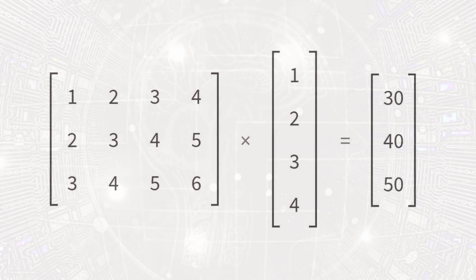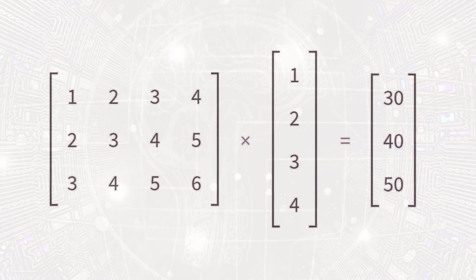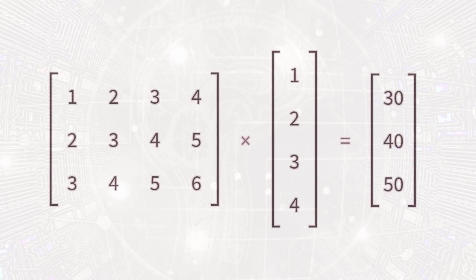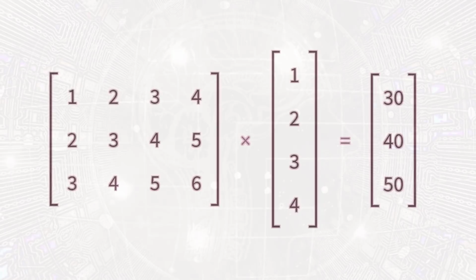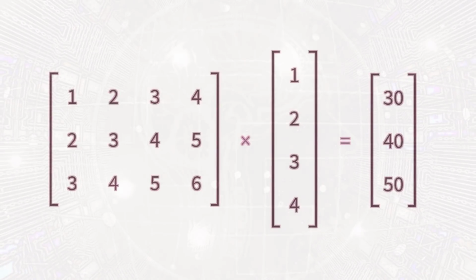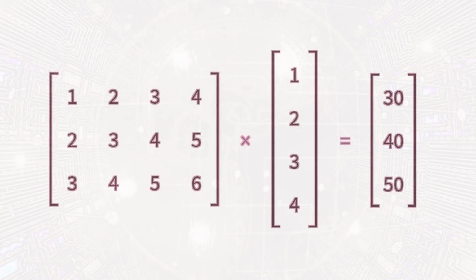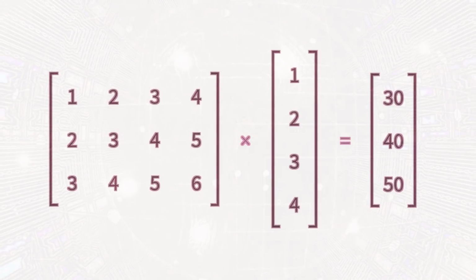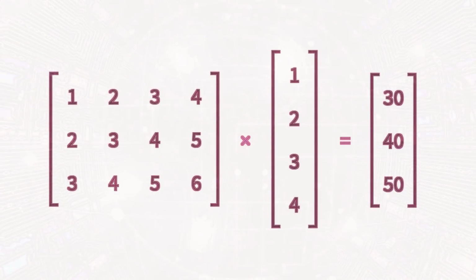For each row-column combination in the output, the value is obtained by taking the dot product of the corresponding row of the first matrix with the corresponding column of the second matrix. Since the second matrix in our example only has one column, we will use it all 3 times. But this idea does generalize.